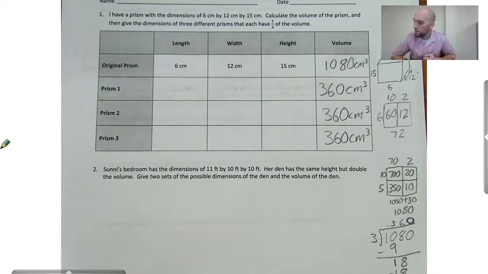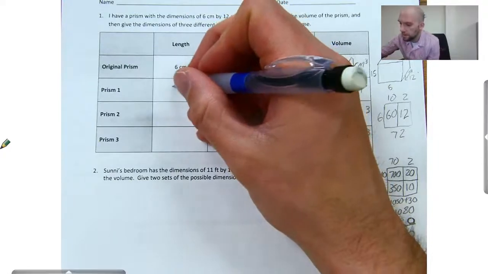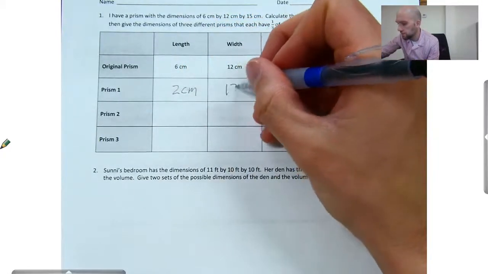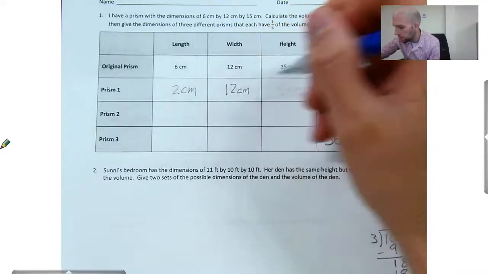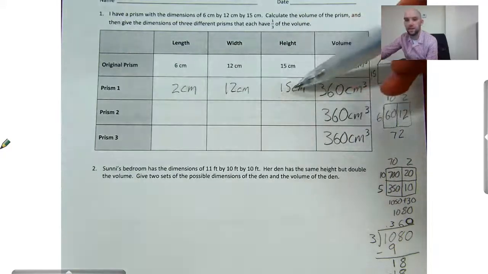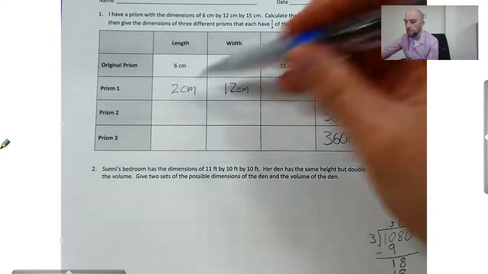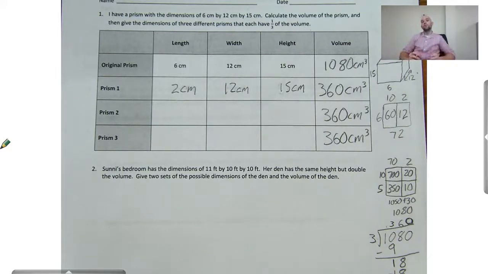So what I can do if I want to find a third of my total volume is divide one of these numbers by 3. And what's nice is all 3 of those numbers are divisible by 3. So if I take my 6 centimeters, I can make that 2 centimeters, and I keep my other 2 the same, 12 centimeters and 15 centimeters. 2 times 15 gives me 30, and 30 times 12, well, 3 times 12 is 36, times 10 is 360. Because I was able to divide one of my dimensions by 3, my total volume will end up being 1/3 of the original volume.